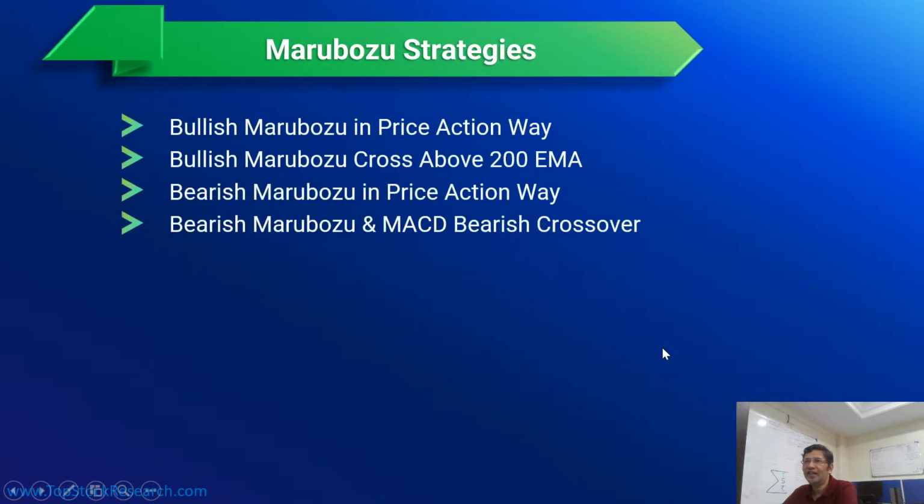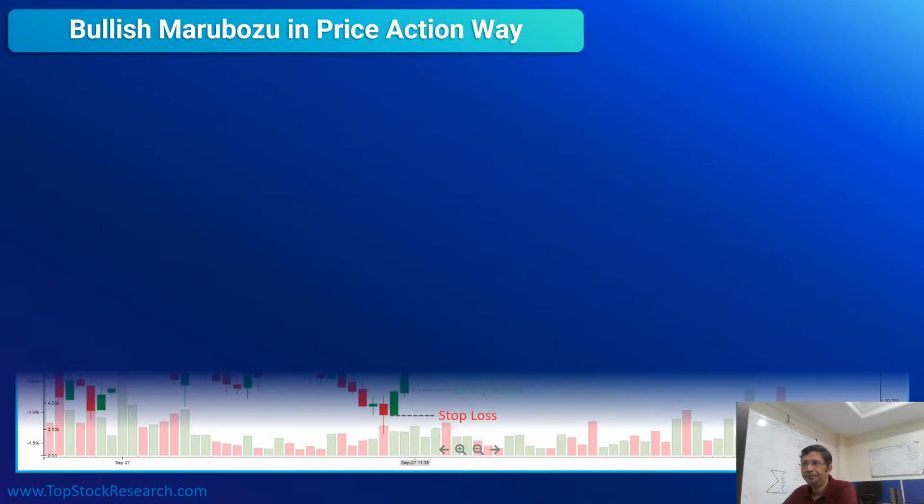Right? What are the strategies? You can do it in price action ways. You can use indicators like moving average. You can use other technical indicators like MACD or other indicators, right? So let's go through the examples.